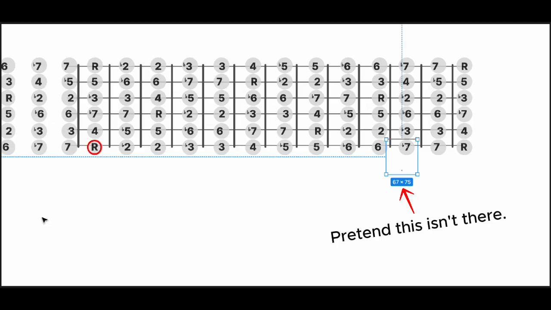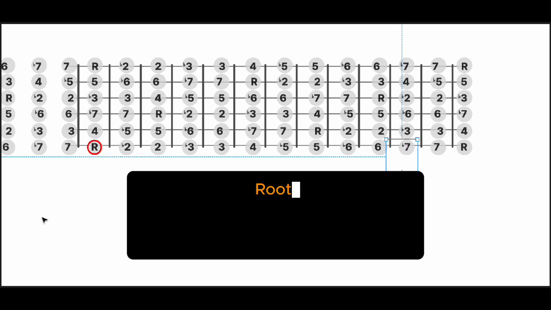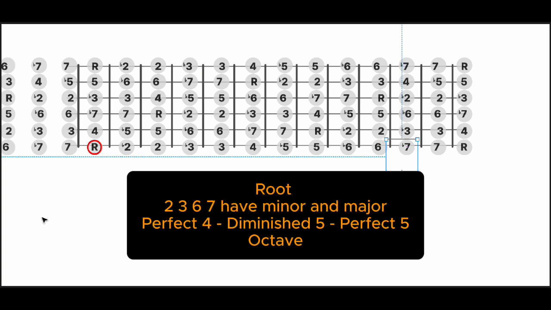Now, something that's important to know: we only need to remember the names within one octave. It just repeats after that. So I can think of it as root, 2, 3, 6, 7 have minor and major, perfect 4 and 5 have a diminished fifth between them.